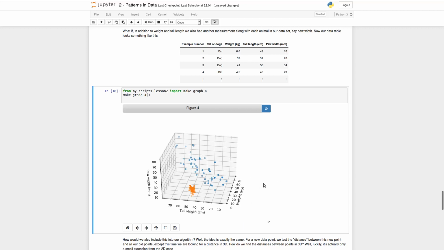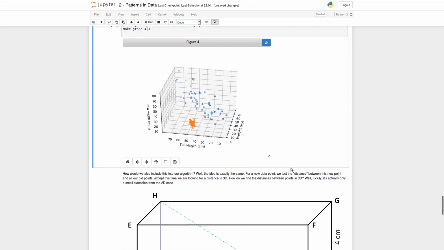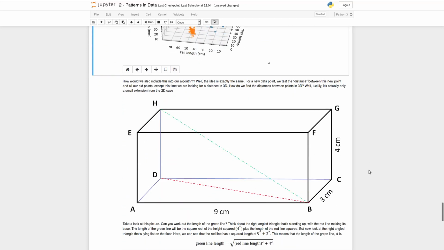But how do we calculate the distance between points in 3D space? Well, to answer that question, I want you to just have a look at this picture here. So this is a picture of a cuboid, I think it's called. And we ask the question, how do we know the distance between point H here and point B here? So this green line in this 3D cuboid. How do we know the distance of that line?